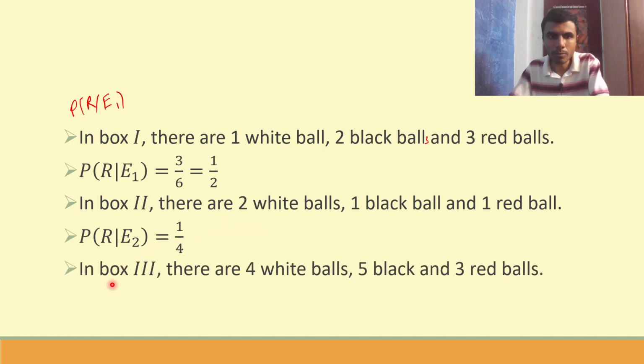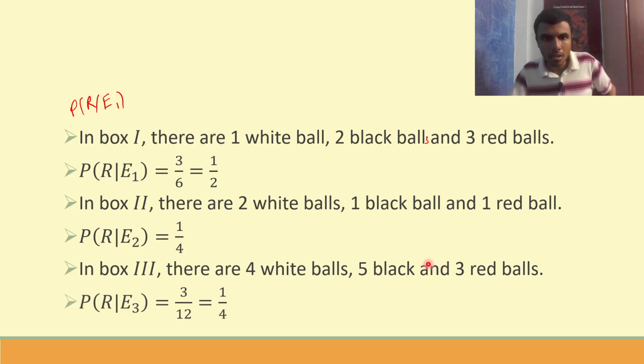Now next, in box 3 there are 4 white balls, 5 black and 3 red balls. So 3 by 4 plus 5 is 9, 9 plus 3 is 12. So 3 by 12, which is nothing but 1 by 4. So I got P of R by E1, R by E2 and R by E3. I hope it makes some sense, at least if not total sense. This is a little tough one, I understand. It took me some time also to understand this concept, but once you understand it, it's pretty simple, I would say.